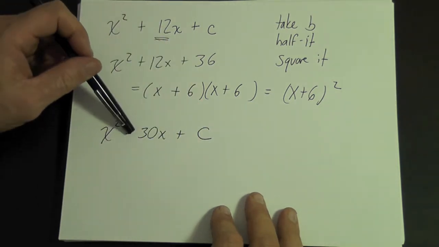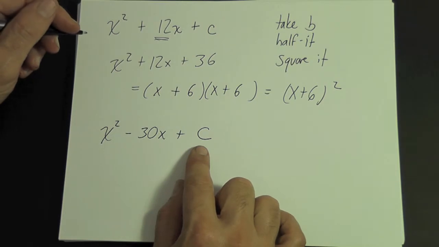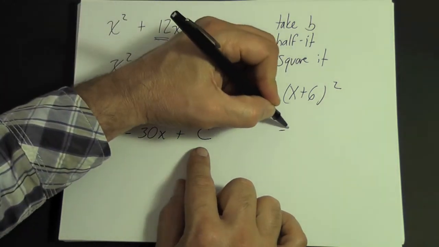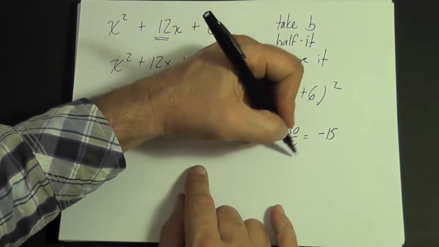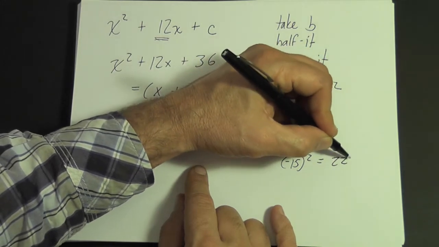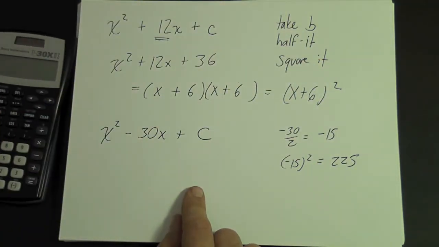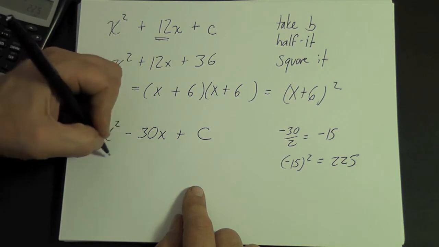If you have x squared minus 30x plus c, what does c have to be for this to be a perfect square? Take minus 30 and half it, you get minus 15. And then you take minus 15 and you square it, and you'll get 225. Let's check that on a calculator to make sure. 15 times a negative 15. 225. So you need to add a 225.